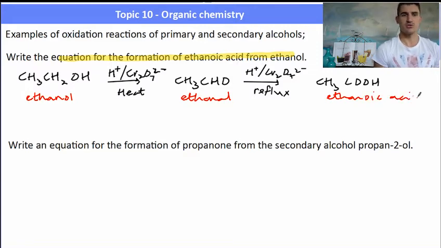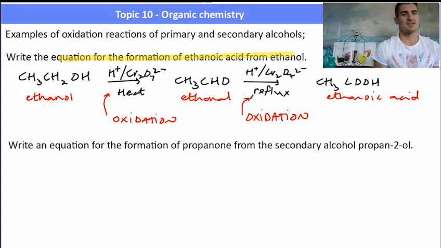That would be our two-step reaction pathway for the oxidizing of ethanol to ethanoic acid. So in each step along this pathway, we could identify those reactions as oxidation reactions. The second one: write an equation for the formation of propanone from the secondary alcohol propan-2-ol.